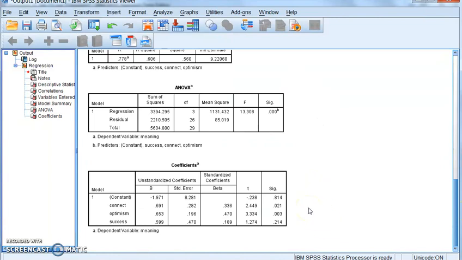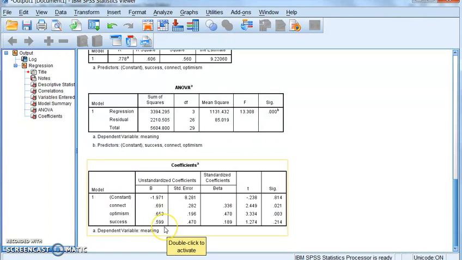Down into the coefficients table, we can see for each one of the predictor variables, as well as the intercept, which is called the constant here, as you recall. So here are our unstandardized coefficients. So these are our lowercase b's in our formula for the equation. And so we can see 0.691, 0.653, 0.599.